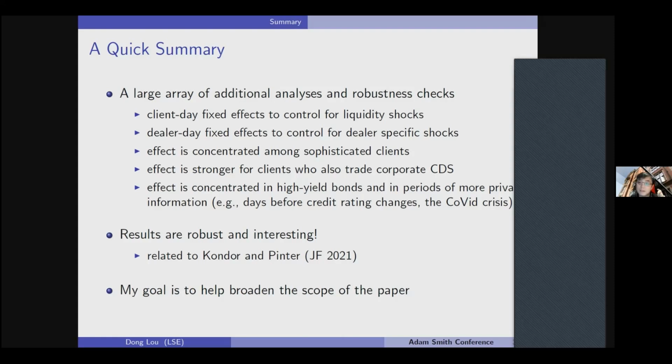Now, of course, the paper is closely related to an earlier paper by Gábor Pintér and Condor, 2021. In the Condor and Pintér paper, what they show is that in the treasury market, the number of dealer connections also predicts subsequent transaction performance. So what I want to do in my discussion is, rather than increasing the list of robustness checks and additional analyses, help the author broaden the scope of the paper.